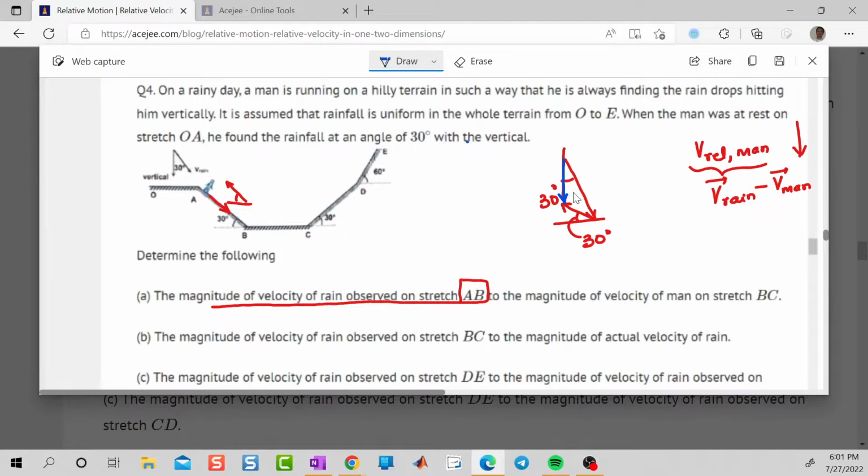Is everybody okay there? So if this is 30, this thing was 60, this angle is 60, this is 30, then this must be 30. If this is 30, then you know what this angle is. So 60, so this is 120. So you can use the sine rule. So sine of, so let's say this is V rain.